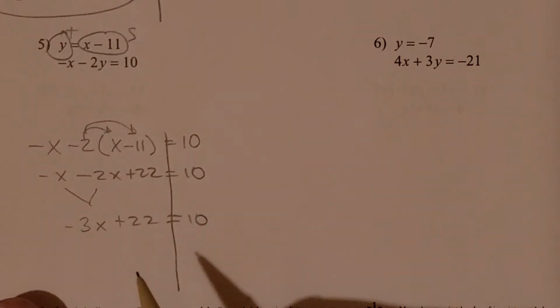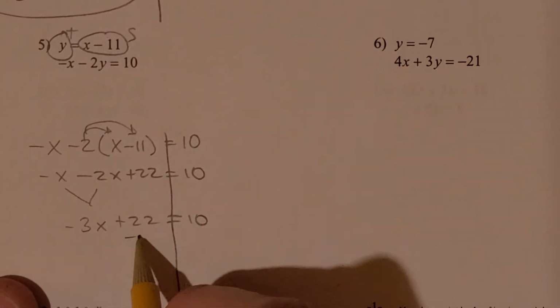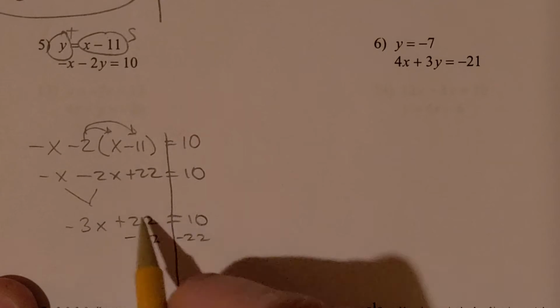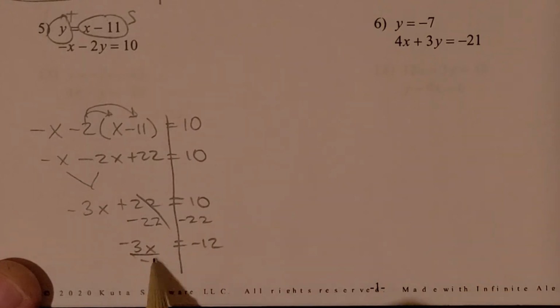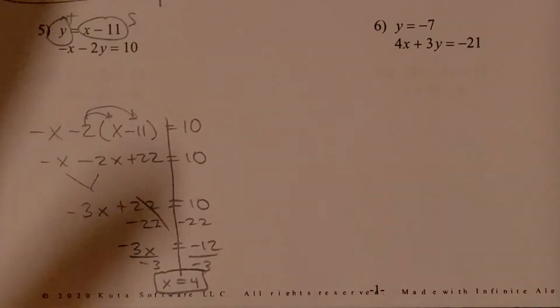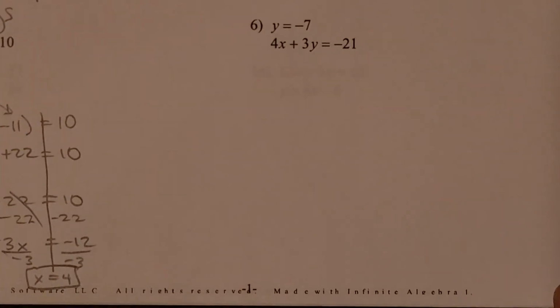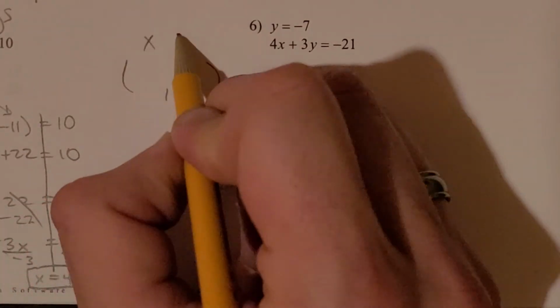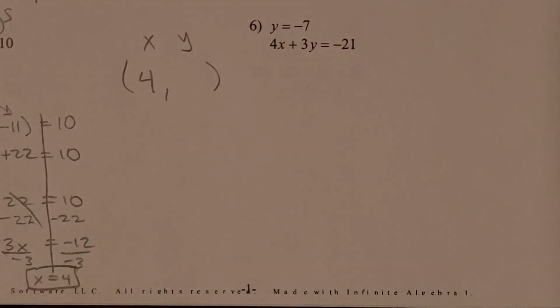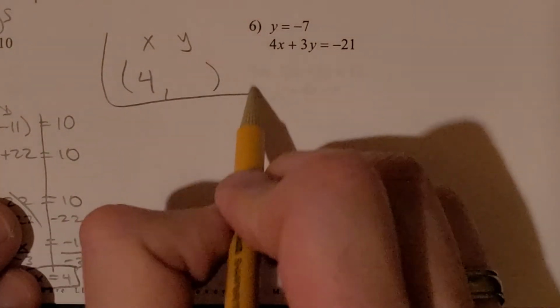And I'm left with a 2-step equation. So when I subtract 22, I get negative 3x equals negative 12. I divide by negative 3, and I get that half of my equation is that x equals 4. Now I'm going to do myself a favor. Right now, I'm going to write a set of parentheses, and I'm going to write the 4 under the x portion, because this is going to be my answer.